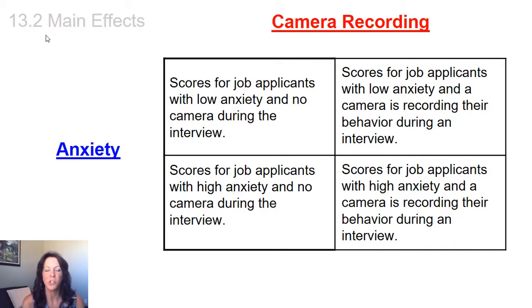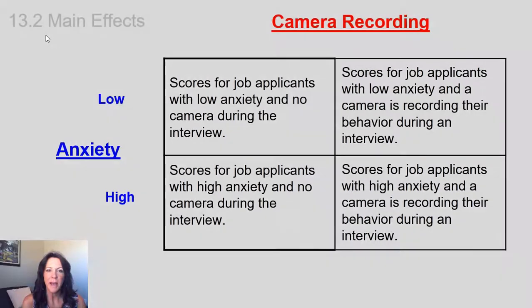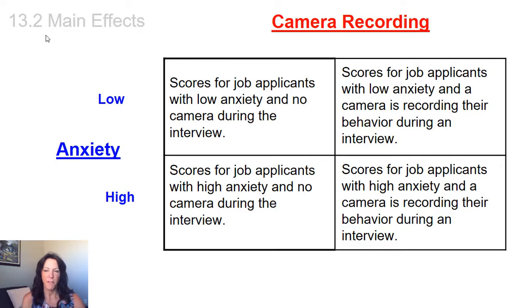Let's talk about each. So factor A, which is the row variable, is anxiety. And we have two different levels for anxiety, low and high. So people filled out some sort of a survey and they were classified as either being low anxiety or high anxiety, depending on their self-report measure. So anxiety is our A factor. It's the factor that goes across the rows, and it has two levels, low and high.